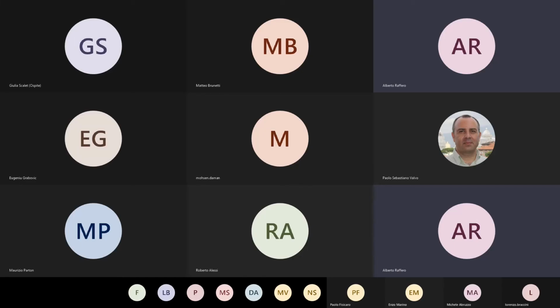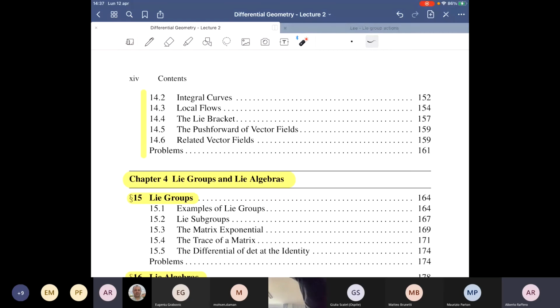What is a vector field on a smooth manifold? We shall discuss first these topics here, and so in particular integral curves, local flows, and then we will have a first approach with Lie brackets and definition of what a Lie algebra is.